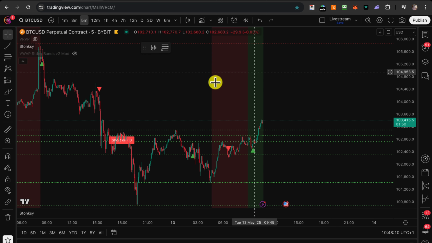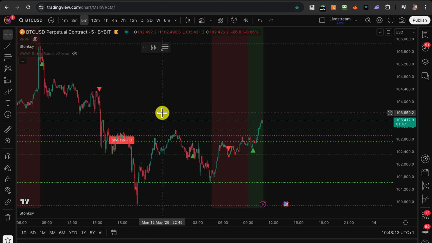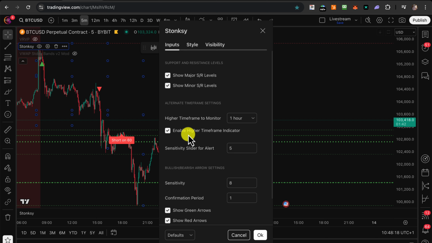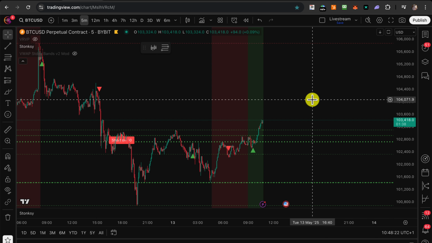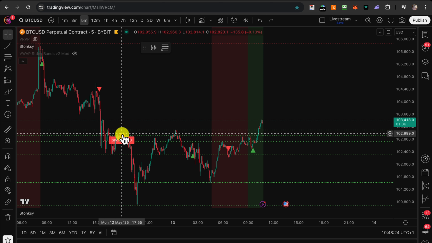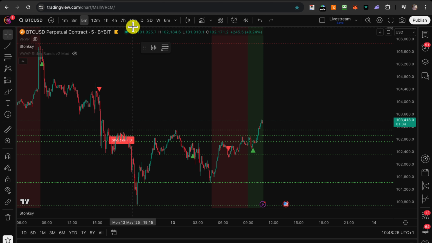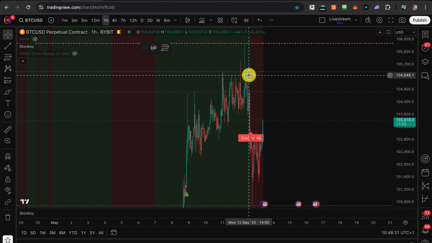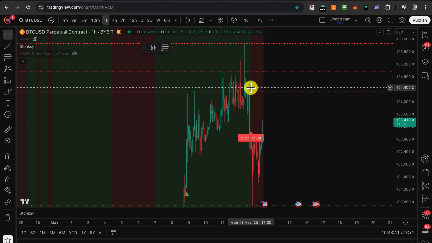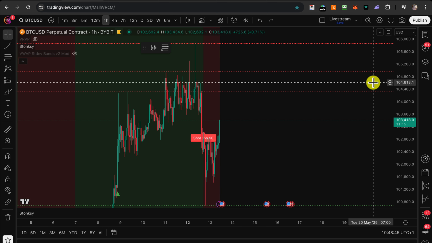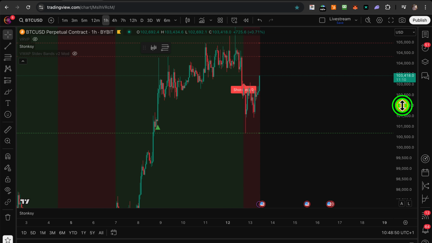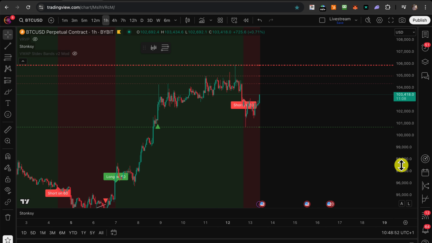So what I like to do, I like to use these labels here on the 1 hour time frame. To do that, I go to the settings in Stonksy and I set the higher time frame to monitor to 1 hour. So what that means is you see these labels as if you're looking at the 1 hour time frame. So if we look at the 1 hour time frame, you can see here that we're currently short because it went red at about 5 p.m. last night.